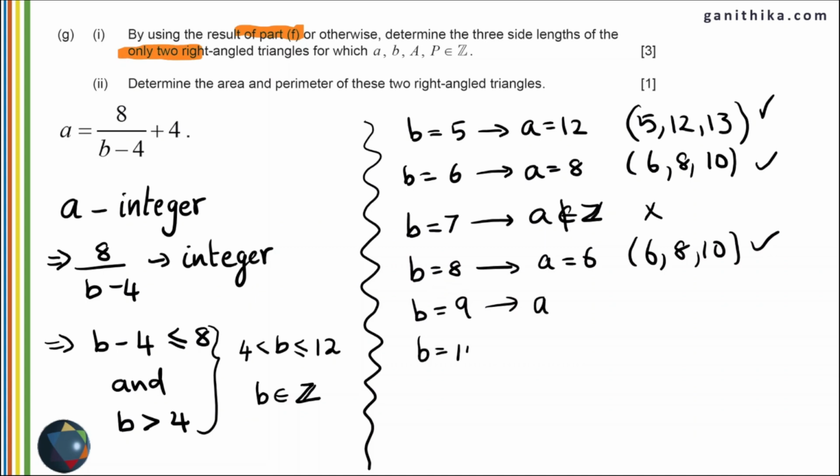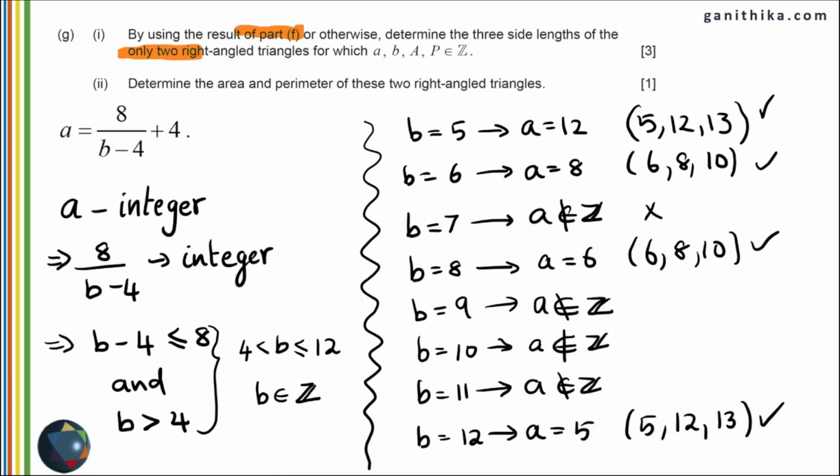Proceed further. Pause the video and you can proceed. And once you finish all the values for b from 5 to 12, you will notice that 6, 8, 10 and 5, 12, 13 are repeated. There are only two right-angled triangles, with sides 5, 12, 13 and 6, 8, 10, in this question.